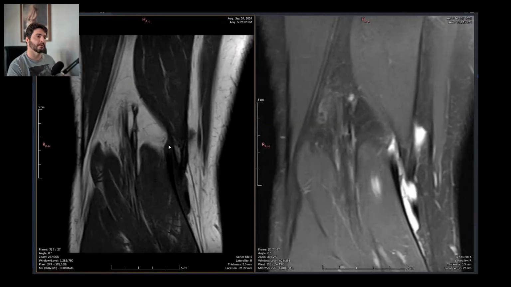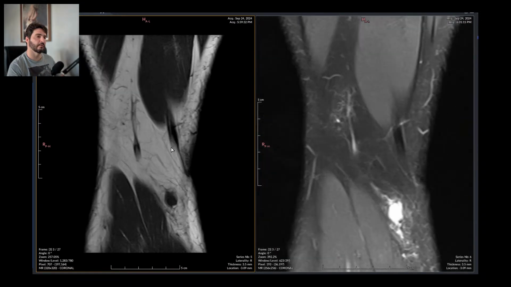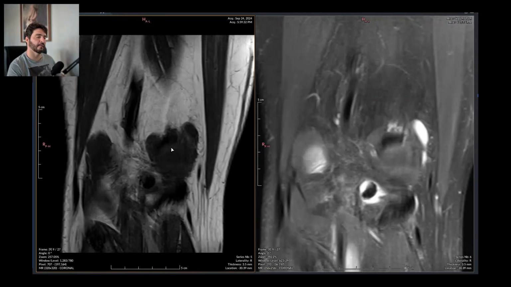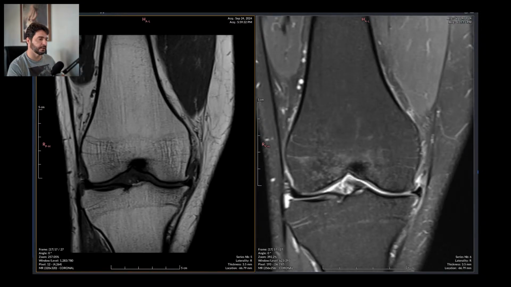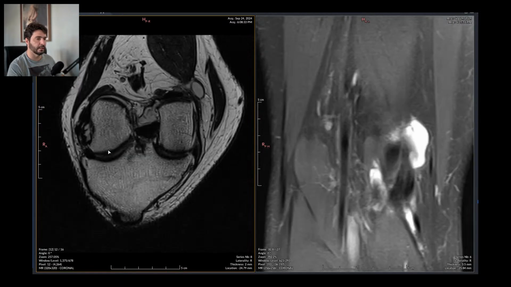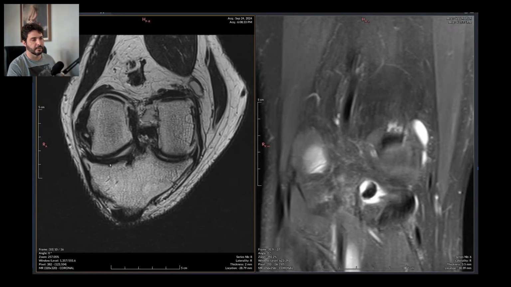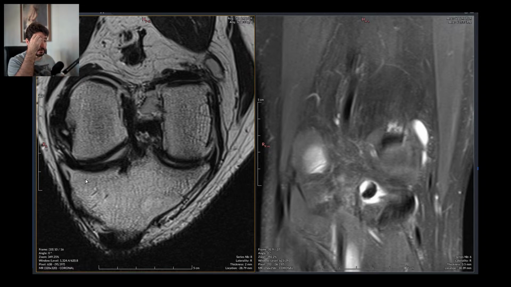Is there hypertrophy of the musculature? No. Muscles are fine considering the patient's age. We have this oblique sequence right here, which is unfortunately not fat saturated.